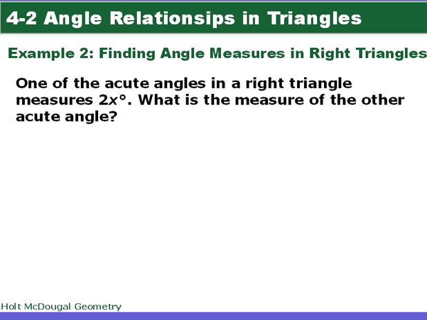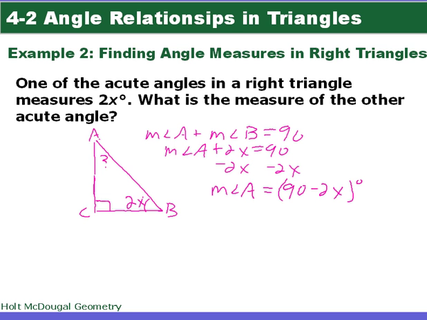All right, so the example: one of the acute angles in a right triangle measures 2x. What is the measure of the other acute angle? So we're going to set up a picture here and figure this problem out. I've drawn a right triangle, and I've labeled the angles A, B, C. C is our right angle. B is the angle that's 2x, and we want to find out what A is.